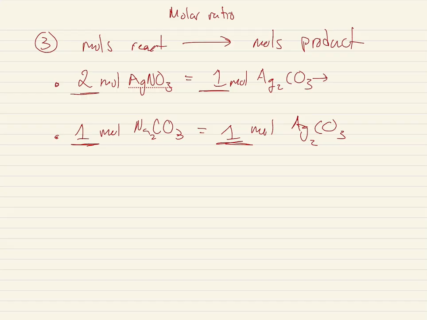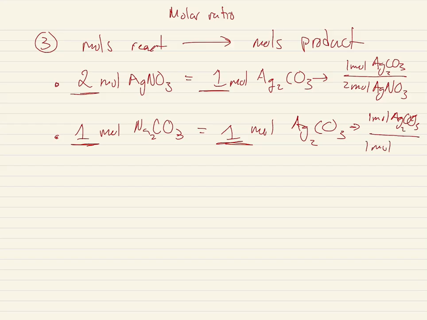Silver nitrate in the denominator because we want the product in the numerator. We want the moles of our product in this case, right? So that's going to be 1 mole Ag2CO3 per 2 moles AgNO3. And it's the same thing for our other reactant. We're still going to have the same product in the numerator, Ag2CO3, per 1 mole Na2CO3. That's a conversion factor that we're going to use.